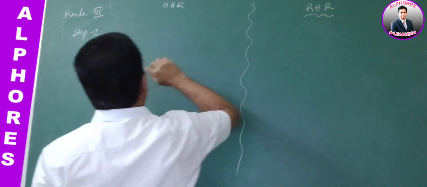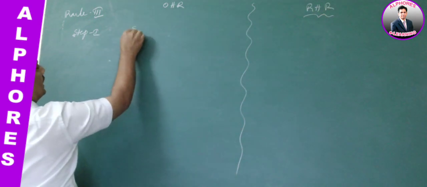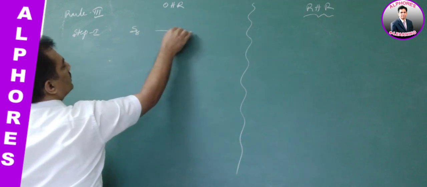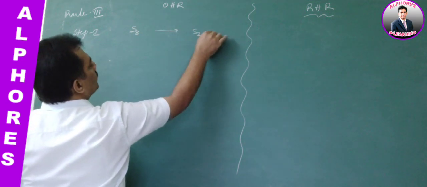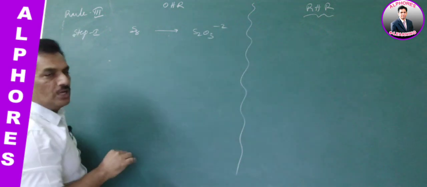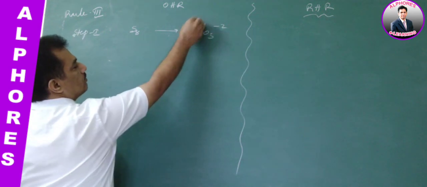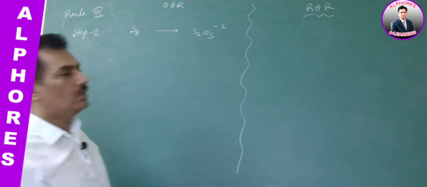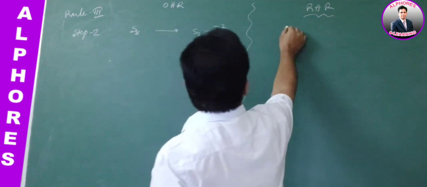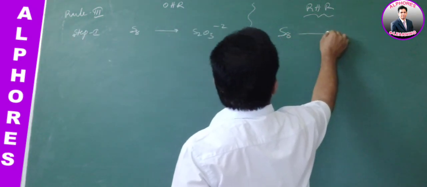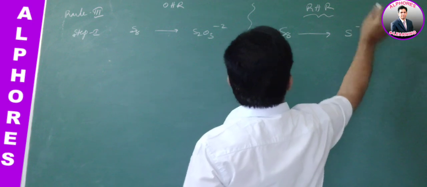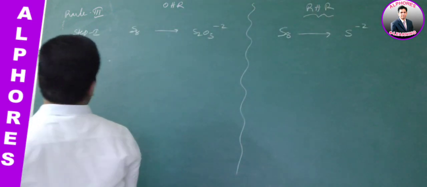Let us write. What is the oxidation half reaction? S8 converts to S2O3 -2, where sulfur oxidation is +2. We need not write that here. And here the reduction half is S8 now converts to S -2. Clear?